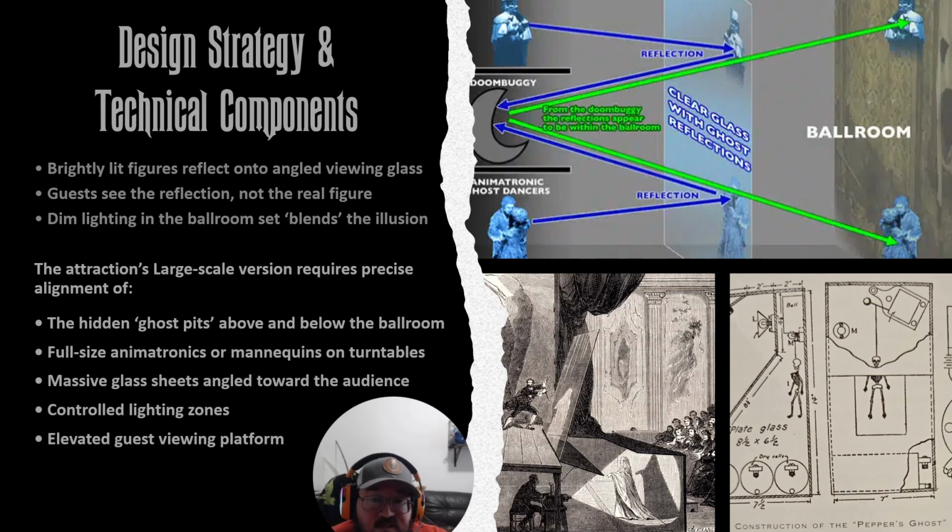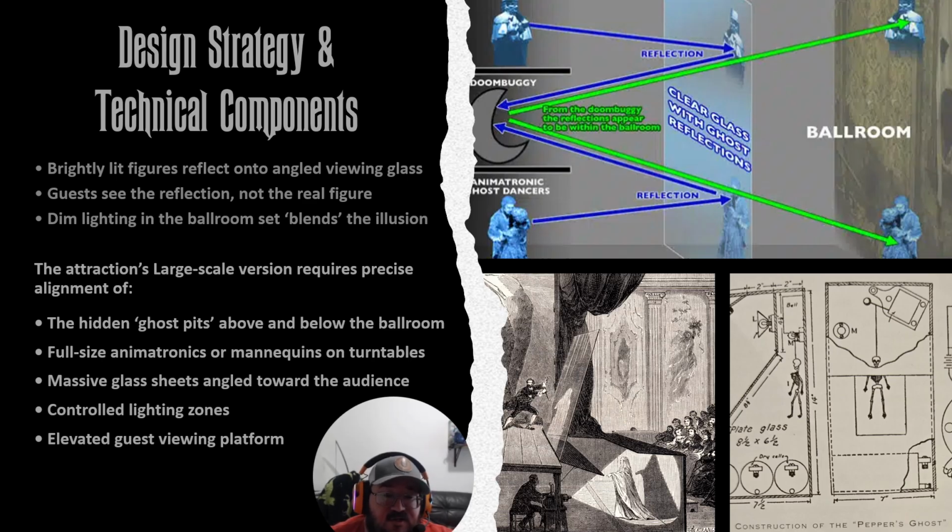So Pepper's ghost works by reflecting a brightly lit figure onto a large pane of glass set at an angle. Guests don't see the real figure, they see its reflection, which appears to float inside the physical set. For example, in the ballroom, it's kept dim while the hidden figures are brightly lit. This contrast allows the reflection to appear transparent and ghostly in the actual set. Disney scaled up this effect to an enormous size, requiring precise lighting, glass alignment, and architectural planning.